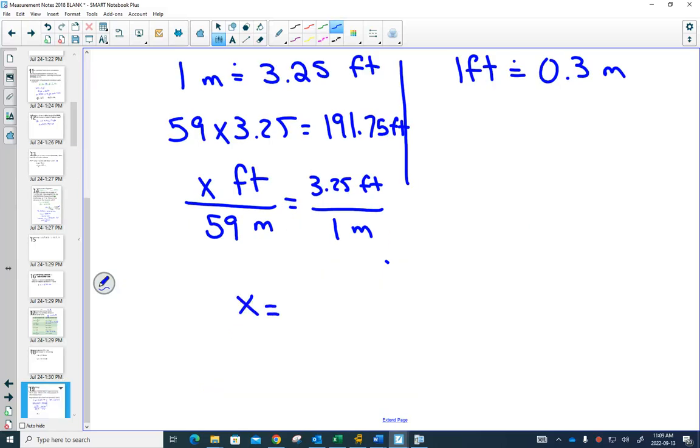Then algebraically, you want to get the x by itself. So right now the x is divided by 59. We would have to multiply both sides by 59. And then on our right-hand side, we have 3.25 times 59 divided by 1. Type that into your calculator, and you would get the answer that way as well.